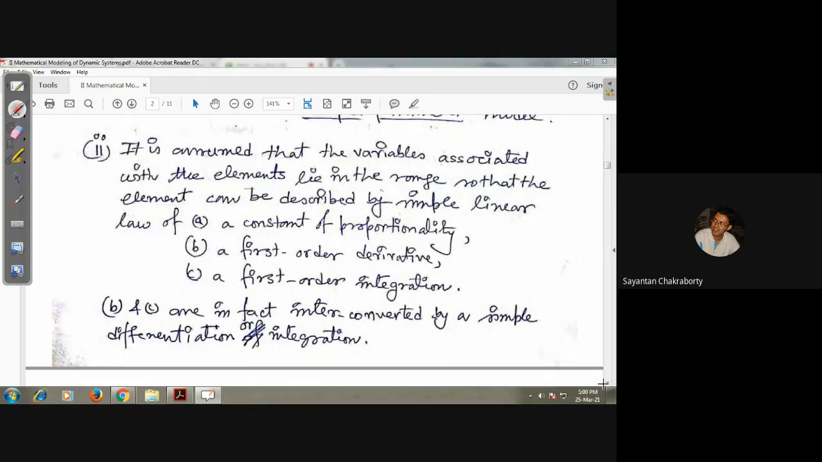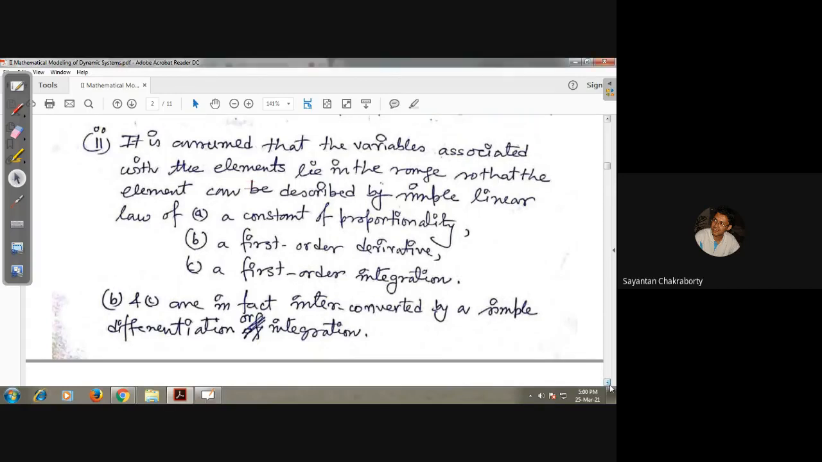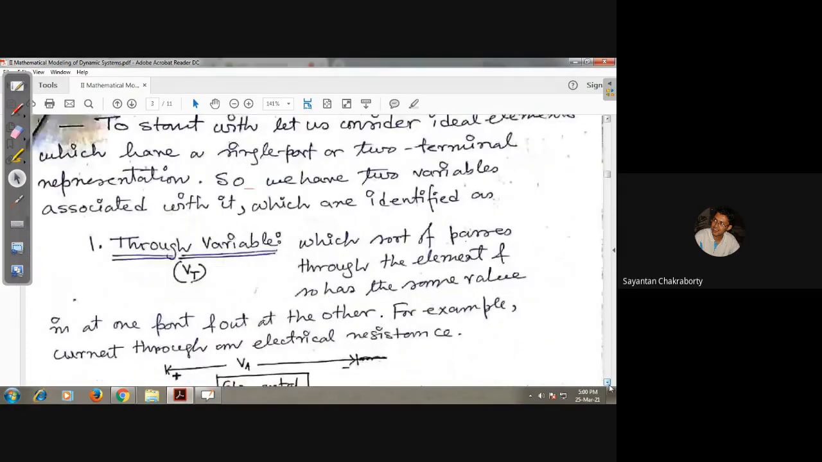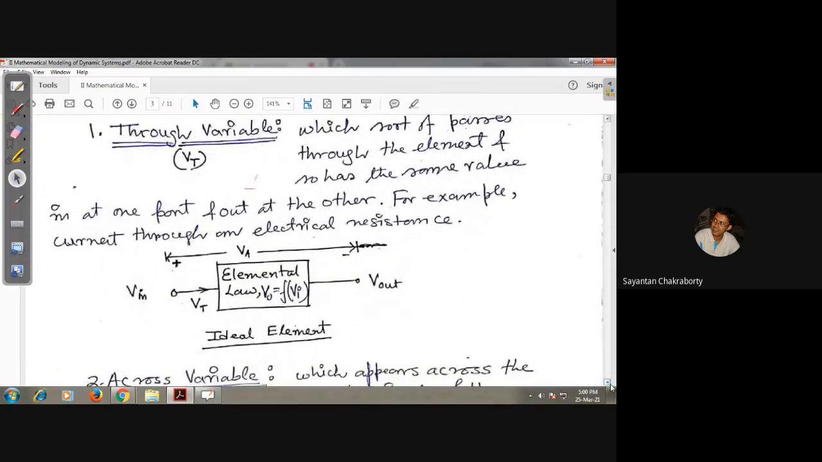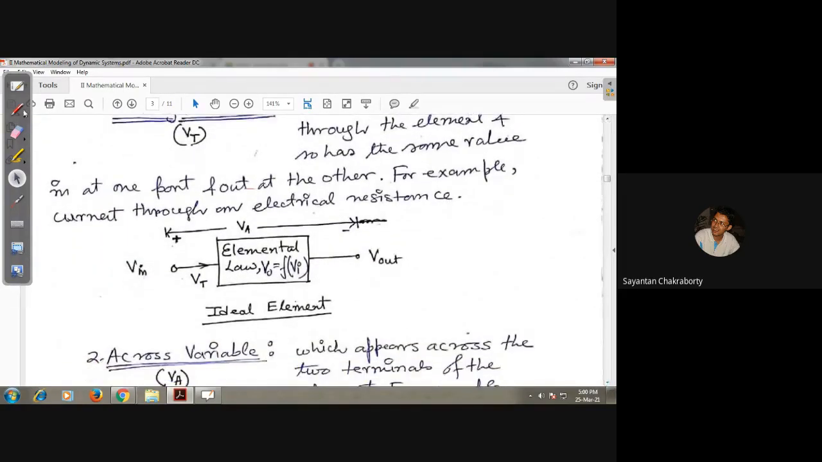Now, once you obtain the idealized system element, let us discuss the variables associated with an idealized system element. To simplify the matter, let us consider a single port network. There is a system having two ports. This is an example. One is the input port and there is the output port. Actually, this is the input port and this is the output port.